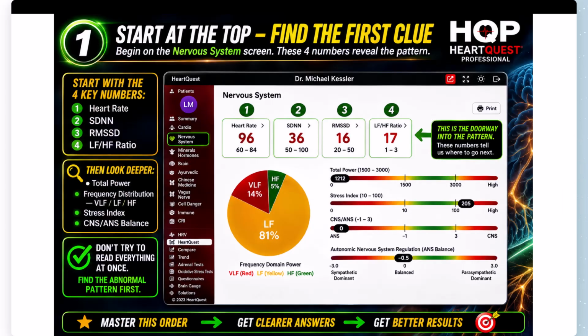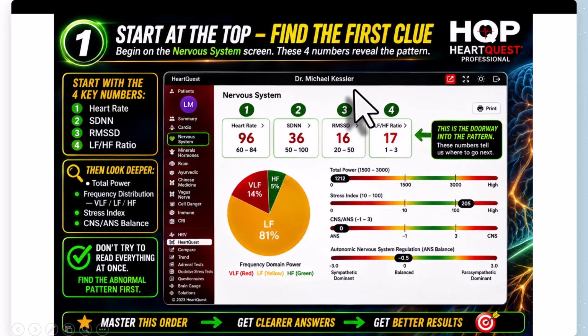So here, at the top of the screen, these are the 4 parameters. They're numbered in green, 1, 2, 3, 4. Heart rate, SDNN, RMSSD, and the LF to HF ratio, which we'll explain. And on your nervous system screen, you'll see an icon on the top of your HeartQuest, and you'll click on that, and you'll get this screen that I'm looking at right now.